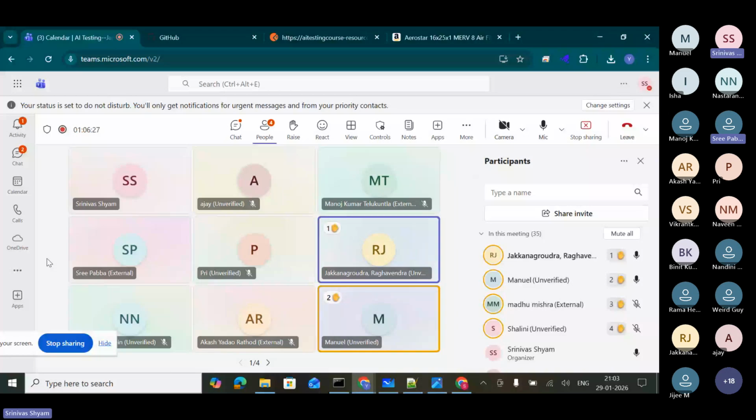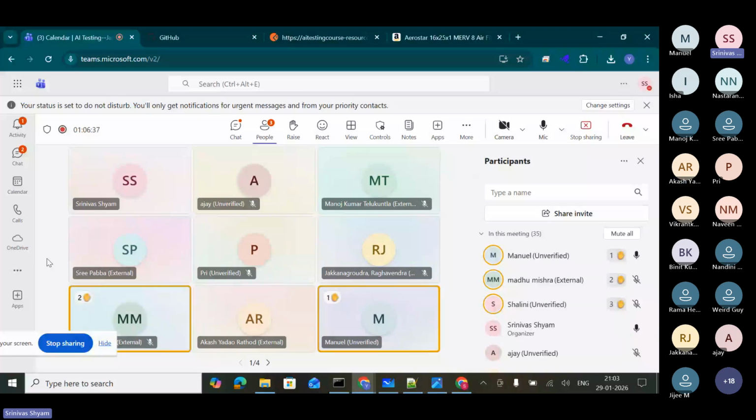Just to answer quickly what Akash asked: like Azure AI Foundry, we have AWS Bedrock, Google Vertex AI, IBM watsonx. These are the other alternatives, just to say.